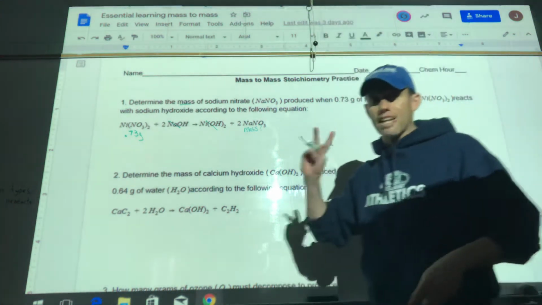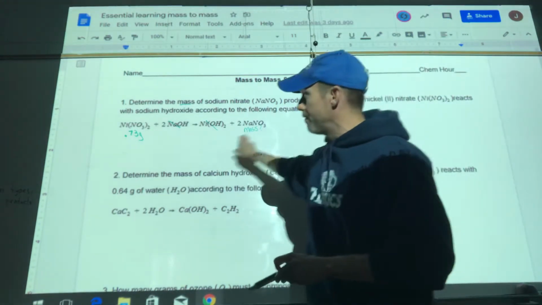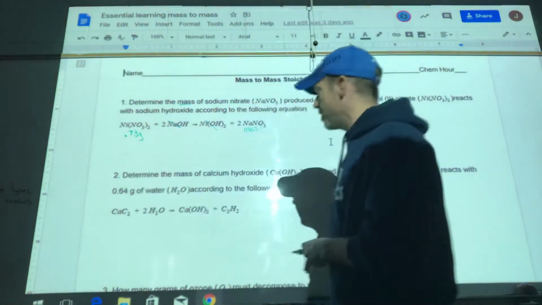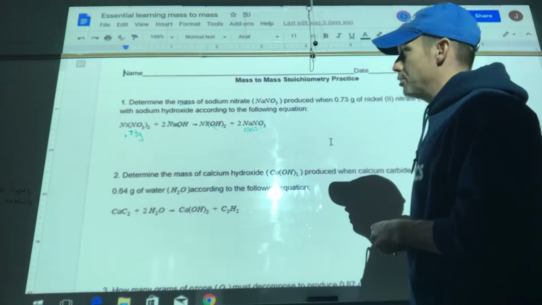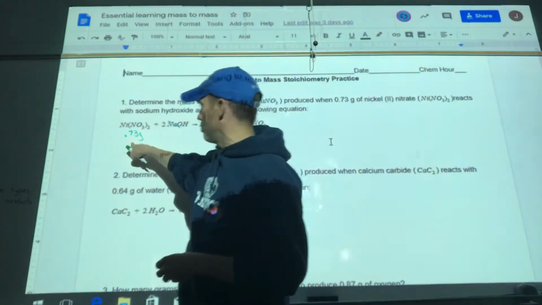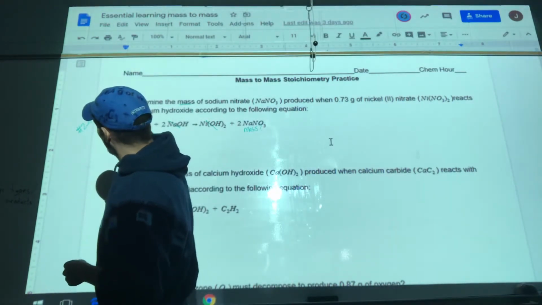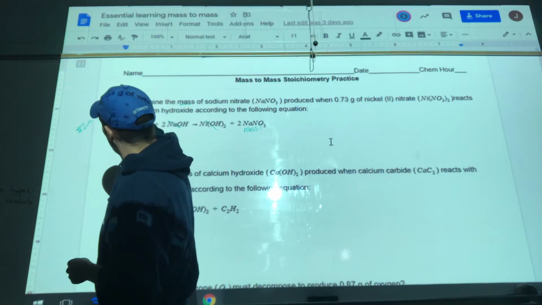All right, here we are, step 2 now. So step 2 in this problem, after you've identified what you're trying to find and what you're starting with, the first thing we've got to do is look here and turn this into moles. So step 2, number 2, turn to moles.